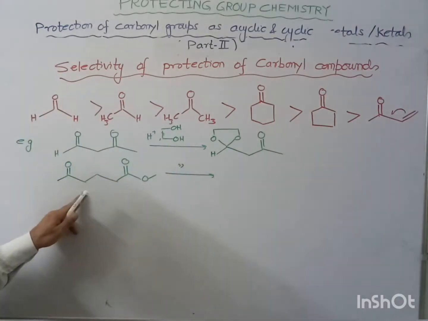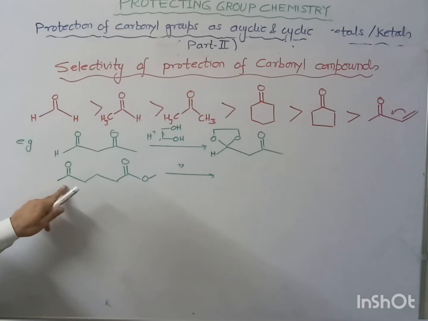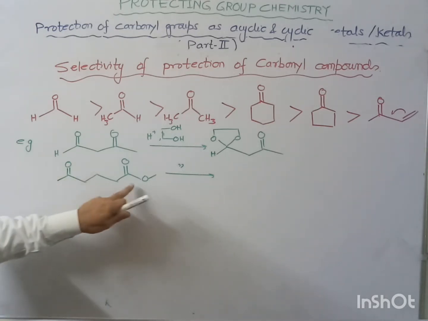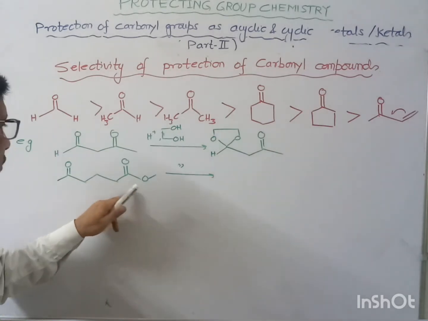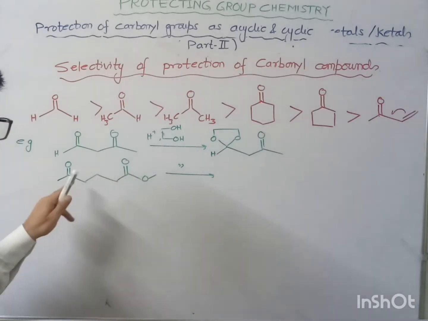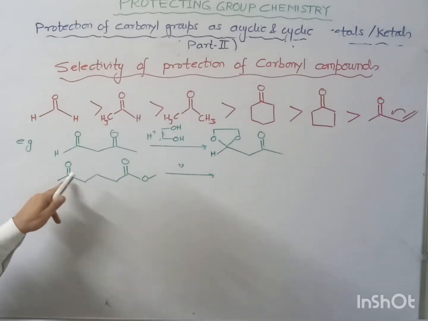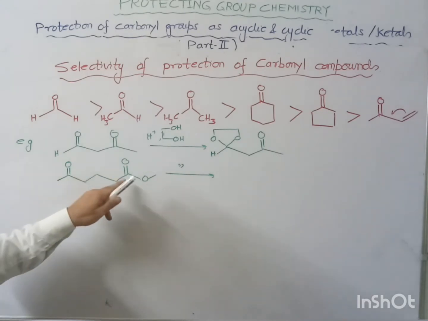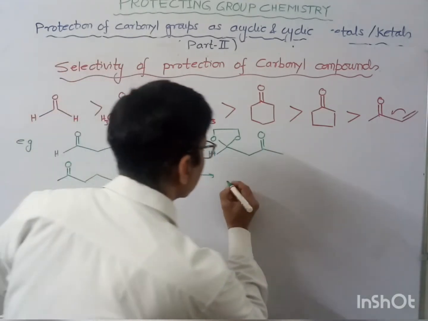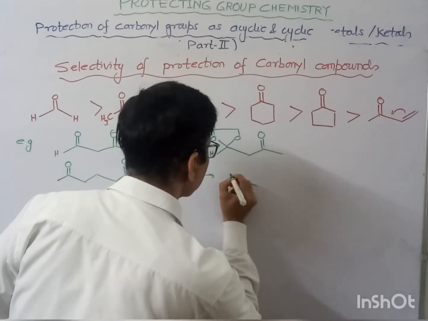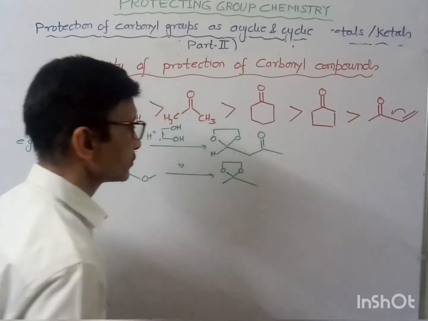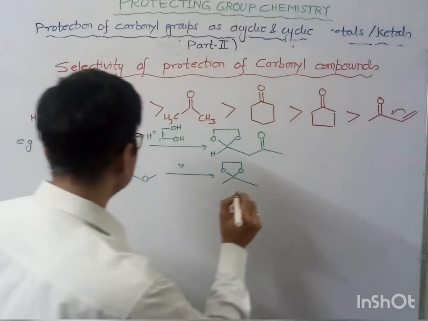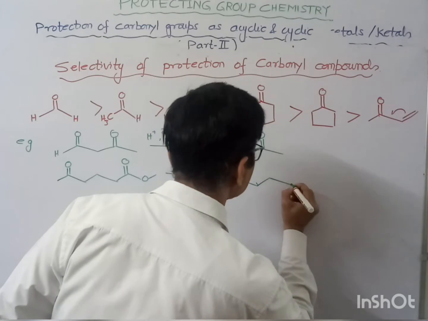In the same way, suppose this is a molecule. In this molecule we can see one group, the keto group, and another group, this ester one. We know that the ester is less reactive, so this is the less reactive center and this is the more reactive center. That's why protection will take place over here and the reaction will go on over here. So the protection will be done over this center. Keto is protected and the ester will remain unprotected.